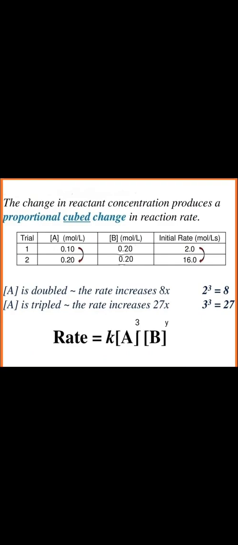So 2 raised to 3, किती पटीनं बदललेलं आहे? 8 पटीनं बदललेलं आहे. That is 2 raised to 3 is equal to 8. So x is equal to 3. Here only the change in A is given, so we can only calculate x. So the rate of reaction is equal to k, concentration of A raised to 3, concentration of B raised to y.